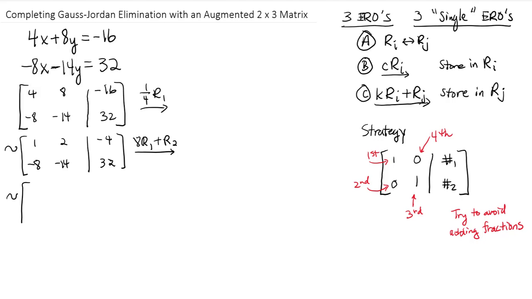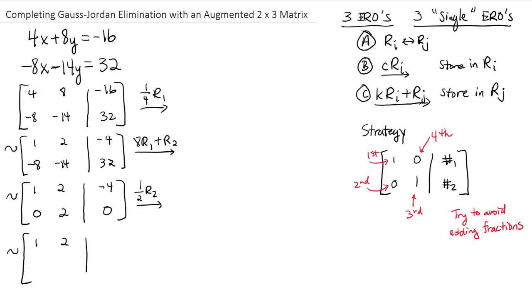This is now row equivalent to 1, 2, negative 4, 0, 2, 0. Now we're on step 3 of our strategy. We want 1/2 times row 2, and we store it in row 2. That means I'm going to keep row 1 the same.